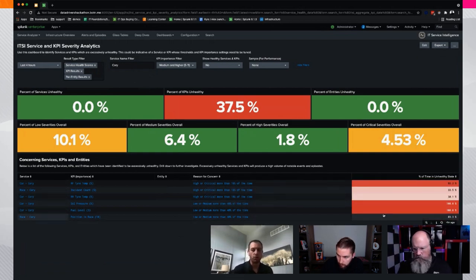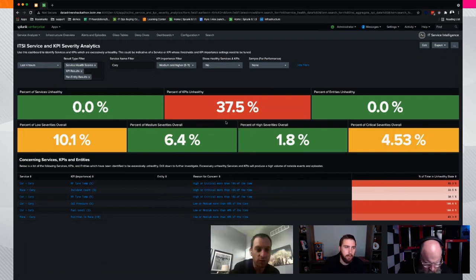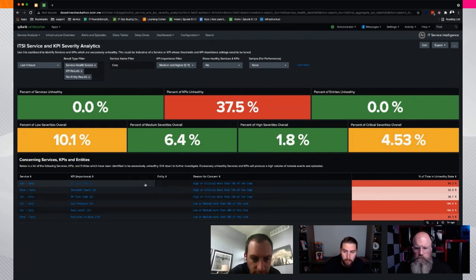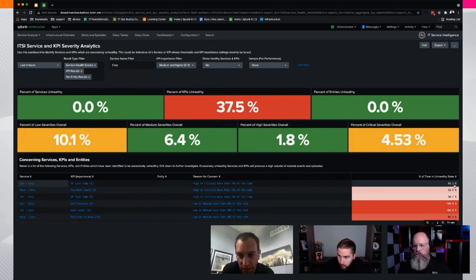You can think of the middle portion of this dashboard as giving you a general overview of what we're seeing in the environment. But each specific KPI that is having a problem is going to be listed here in the dashboard, with the most concerning ones, generally speaking, bubbling right up to the top. So let's look at that very first row. It says the KPI is the right front tire temperature, correct? Okay. And so we have here the reason for concern. Why was this KPI flagged? Well, it fell into the category of being high or critical more than 10% of the time. And you can see here that it actually is critical 93% of the time.